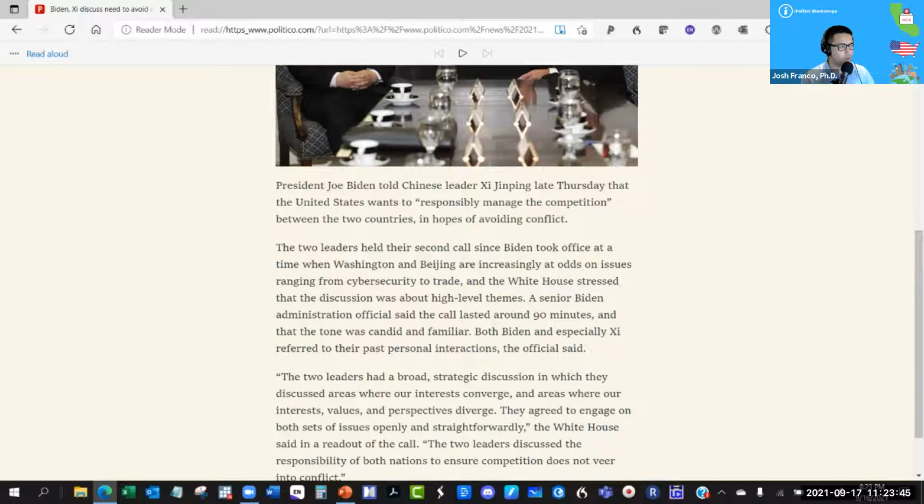President Joe Biden told Chinese leader Xi Jinping late Thursday that the United States wants to, quote, responsibly manage the competition, close quote, between the two countries in hopes of avoiding conflict. The two leaders held their second call since President Biden took office at a time when Washington and Beijing are increasingly at odds on issues ranging from cybersecurity to trade. And the White House stressed that the discussion was about high-level themes. A senior Biden administration official said the call lasted around 90 minutes and that the tone was candid and familiar. Both Biden and especially Xi referred to their past personal interactions, the official said.